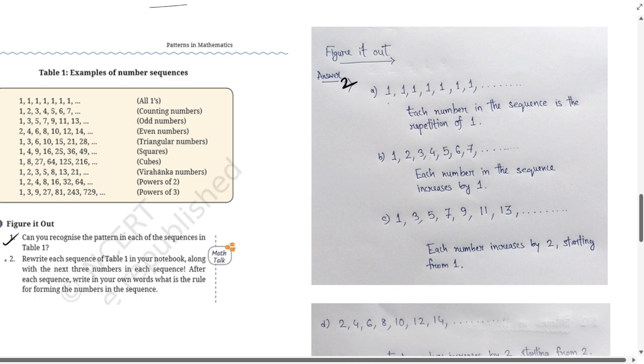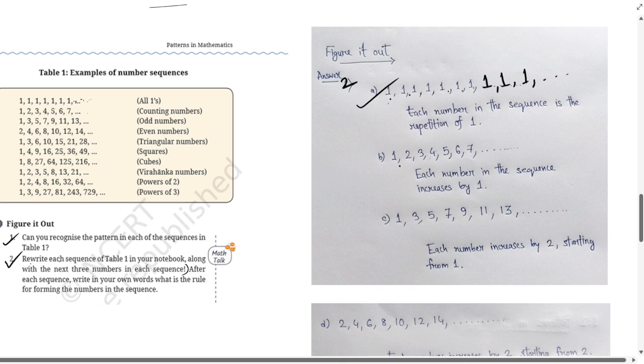Let's do Figure it out number 2. It is the same, only we have to write the next 3 numbers after this. Rewrite each sequence of table 1 in your notebook along with the next 3 numbers in each sequence. So we have to write the next 3 numbers. Now what will be the next 3 numbers? Here it will be 1, 1, 1, 1, 1, 1, 1. It is a repetition of 1, so the next 3 numbers will also be 1, 1 and 1, and so on. Okay, 1 is done.